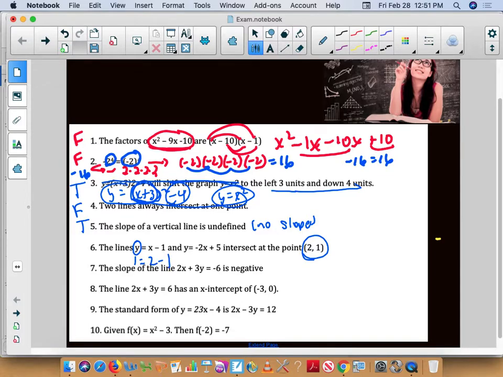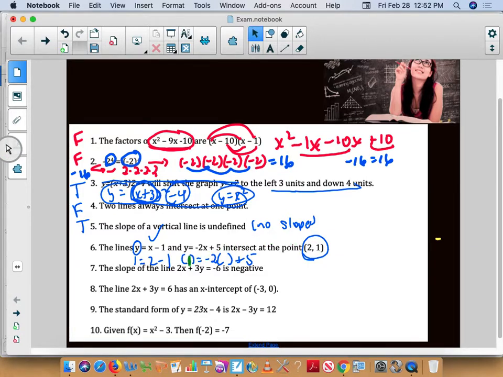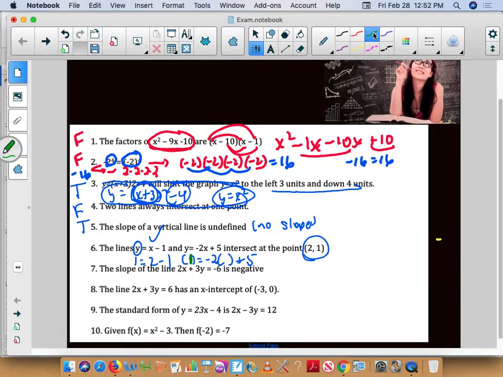I'm not doing transformations. So 1 does equal 1, so that's true, but girls, it has to work in both lines. So let's try it in this line. Y is equal to negative 2x plus 5. I'm going to put my y coordinate, which is right here, and fill that in for y, and my x coordinate, which is right here, and fill that in for x. All right, let's see what I get. On this one, I get 1 is equal to negative 4 plus 5. Isn't that also true? It worked in both of them.